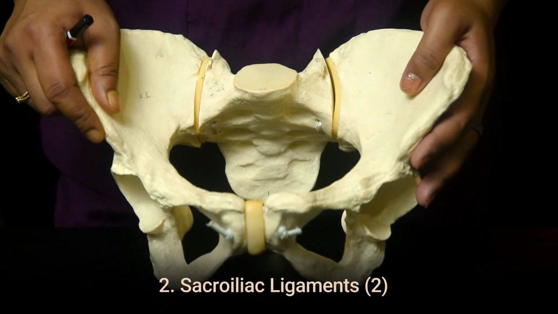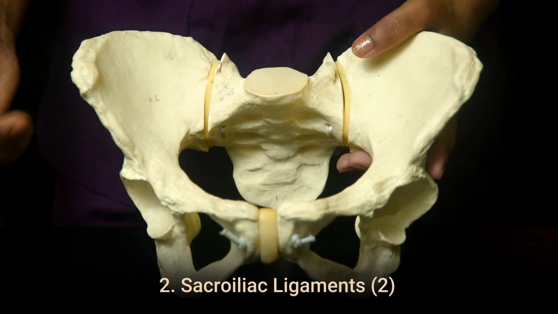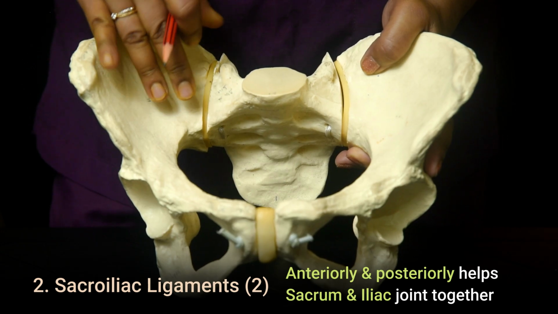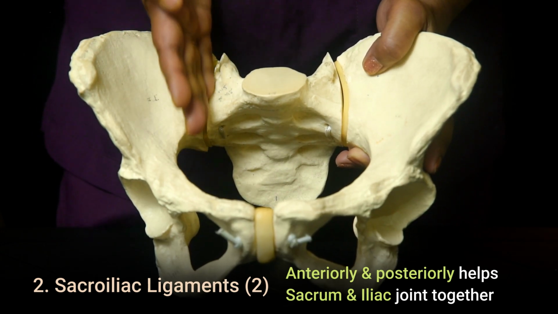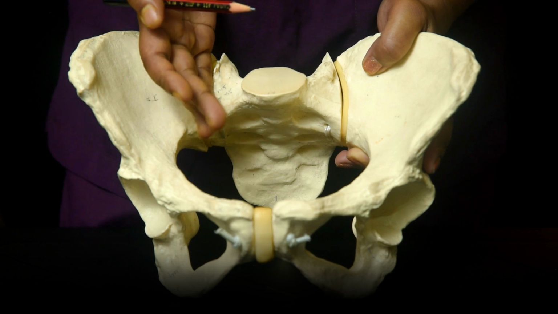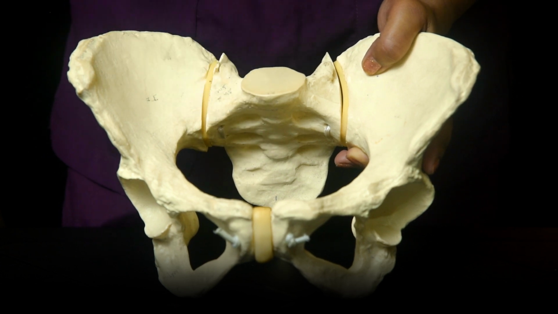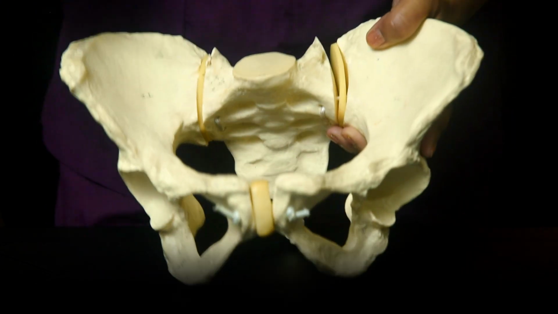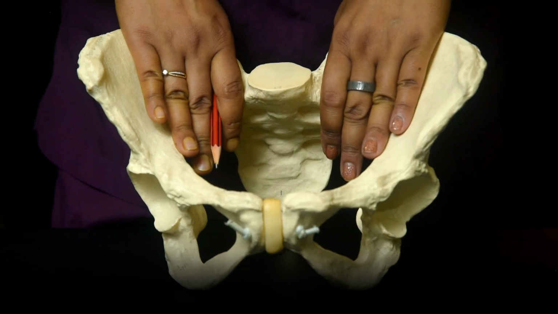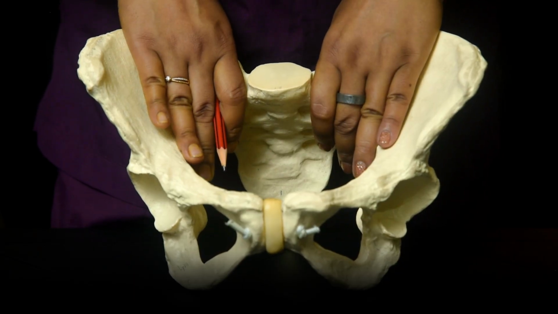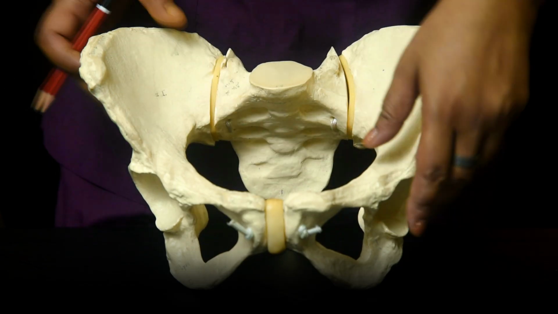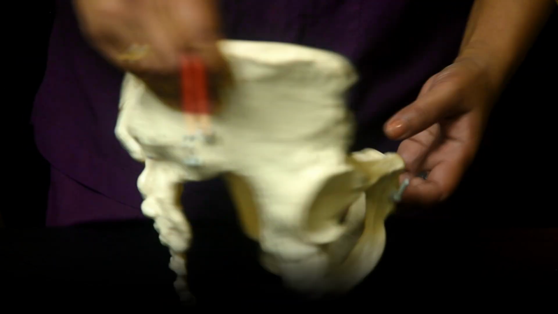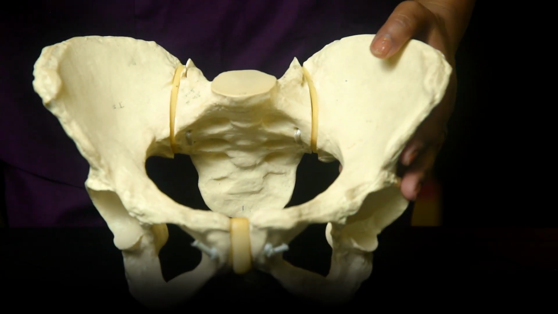Second one is the sacroiliac ligament. The name denotes that it is present between the sacrum and the iliac bone. It helps to hold the sacroiliac joint together. It is present two in number, anterior and posterior, on both sides. Here on the right side and the left side, the sacroiliac ligaments are present anteriorly and again posteriorly to hold the sacroiliac joint together. So these are sacroiliac ligaments, two in number.